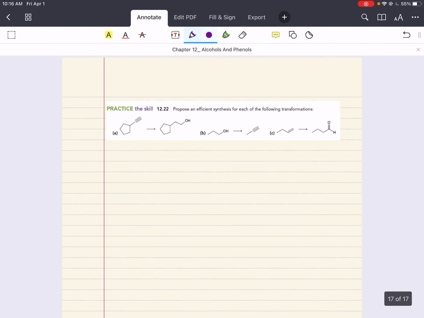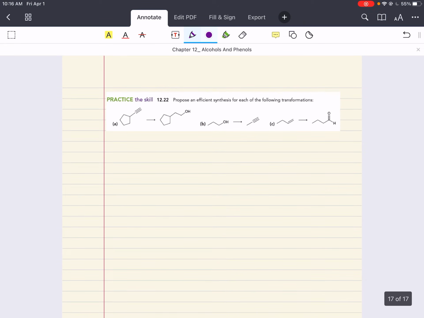But now, as a final note for this chapter, we're going to do a few synthesis problems just to put everything we've learned so far in OChem 1 together with what we just learned in this chapter. So we're going to do A. Let's make note of what's changing between our starting material and end product. In our starting material, we have a triple bond. There's actually 2 carbons here. But at the end, we still preserve these 2 carbons, but now we've attached an alcohol group.